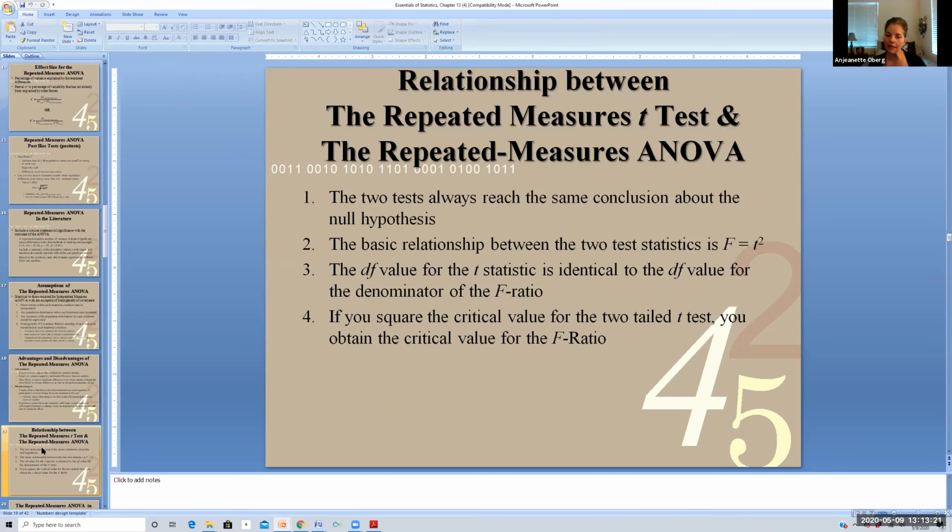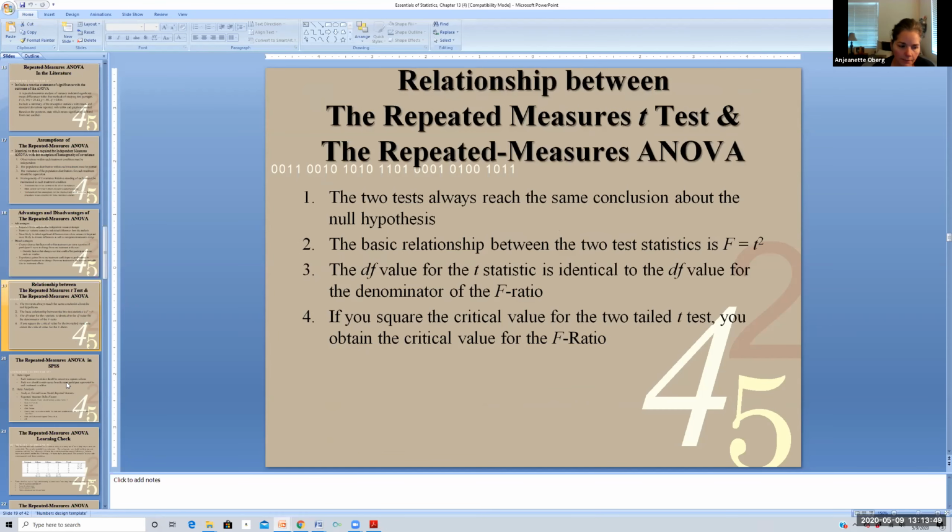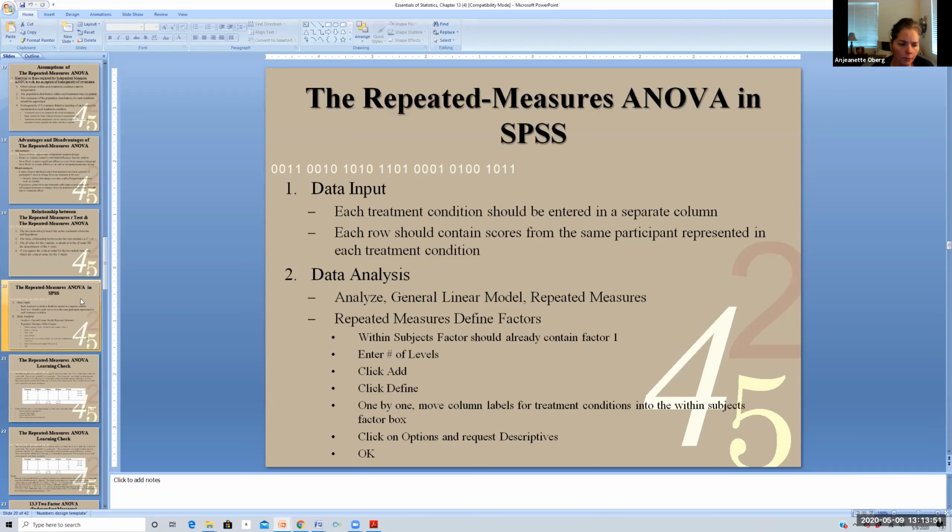Your degrees of freedom in your t-test are the denominator degrees of freedom in the F ratio. And so ultimately, it's going to result in the same conclusion. So if you reject the null, you're going to reject the null, okay? And then I think that's it. I'm going to walk you through SPSS, and then we'll wrap this one up, okay?